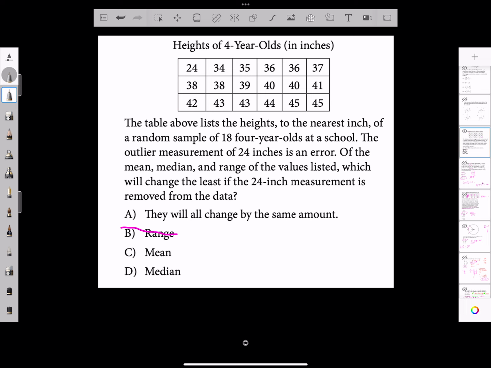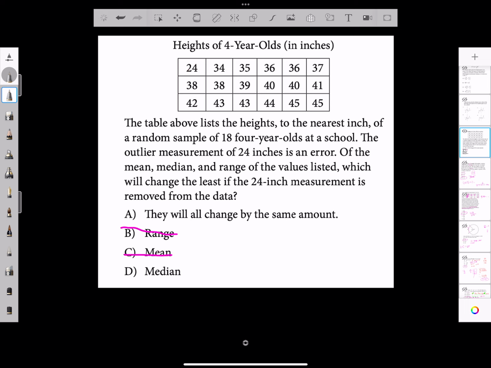If you get rid of the mean, or not get rid of the mean, that would be ridiculous. I don't know what that even means. If you get rid of 24, the mean will change, right? If you get rid of a small value, like if you take a bunch of tests and you do really poorly on one, if you get rid of that, your average in school will go up. So the mean will change substantially.